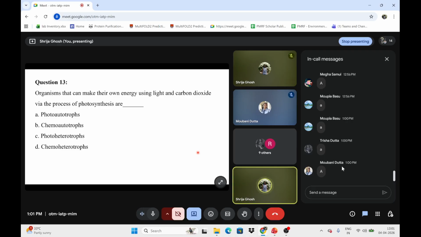All of you write your answers. Whoever knows the answer, please write it in the chat box. Organism that can make their own energy using light and carbon dioxide via process of photosynthesis. I can see three of you have answered option A, photoautotrophs.